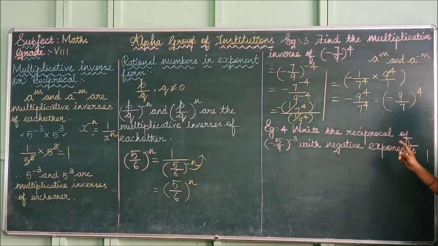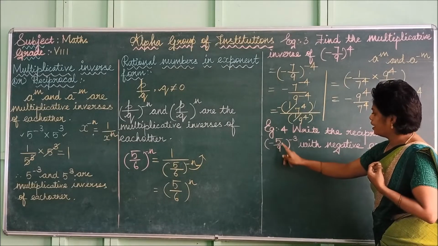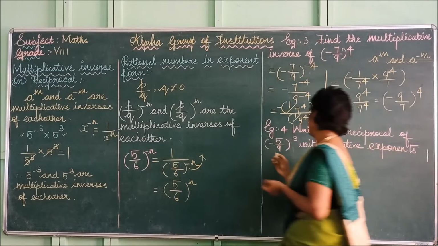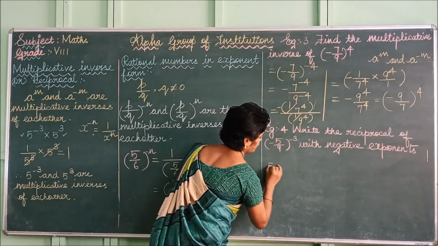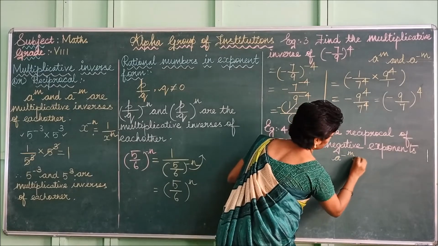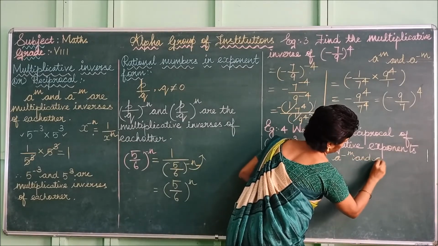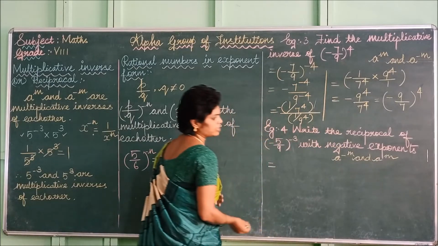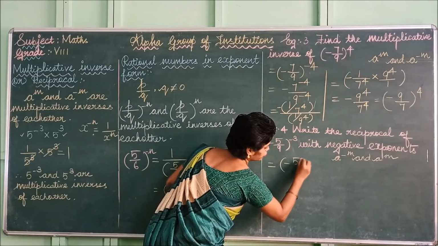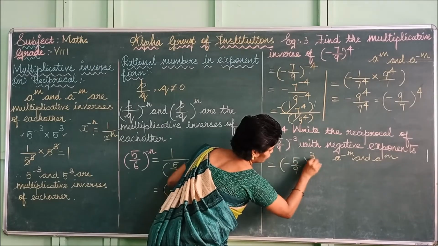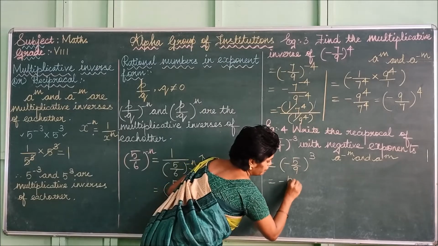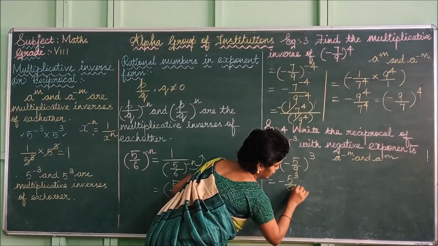Write the reciprocal of (-5/9)^3 with negative exponents. So using the same way you can write it. This also: a^(-m) and a^m are the multiplicative inverse or reciprocals of each other. So this negative will be changed as positive, (-5/9)^3. Next, split and write the powers: 5^3 divided by 9^3.